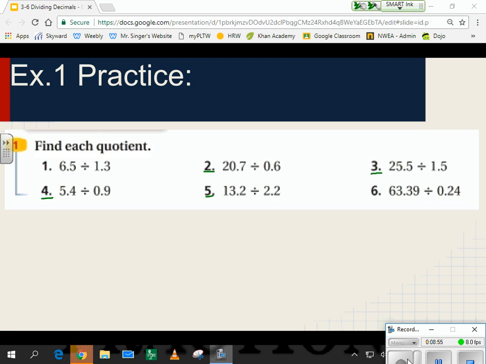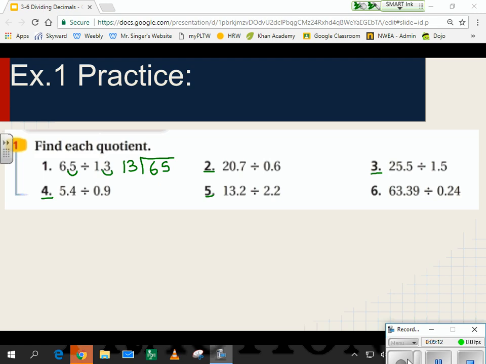So I can see here with 6.5 divided by 1.3, I'm going to have to get rid of the decimal points. I can see for both of them I can move them evenly just once. When I do that, now I have 13 and I have 65. So that will help me to kind of go through it a little easier.